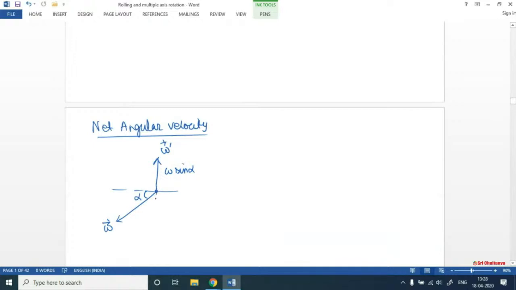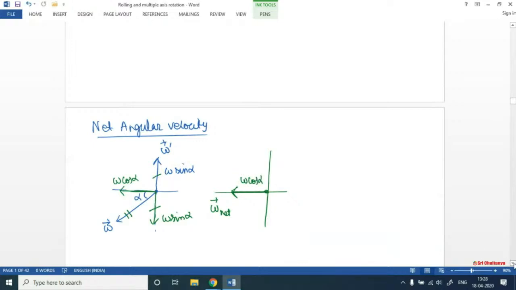In order to vectorially add, let's resolve it into components. If we resolve omega into two mutually perpendicular components, this would be omega cos alpha, and this would be omega sine alpha. Now you must understand, this component of angular velocity will cancel with this. So the resultant angular velocity would be in this direction. That is omega net, and its magnitude is nothing but omega cos alpha.